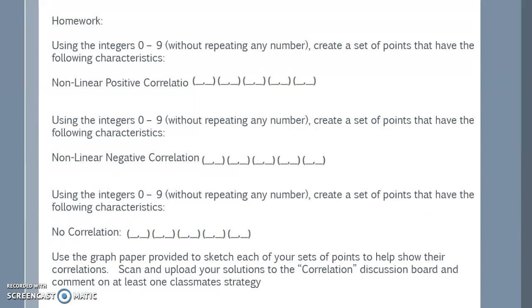Homework. Using the integers 0 through 9 without repeating any numbers, create a set of points that have the following characteristics: a non-linear positive correlation. Use the integers 0 through 9 without repeating any number. Create a set of points that have the following characteristics: a non-linear negative correlation. And repeat the same thing with no correlation.